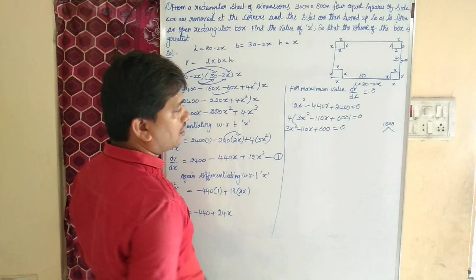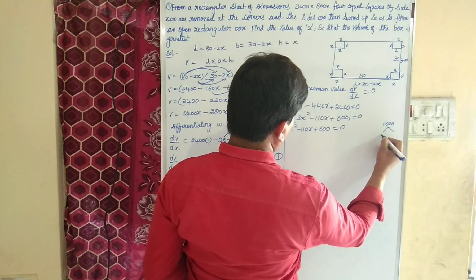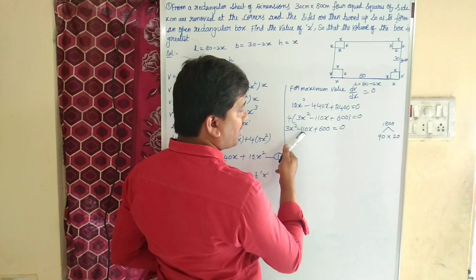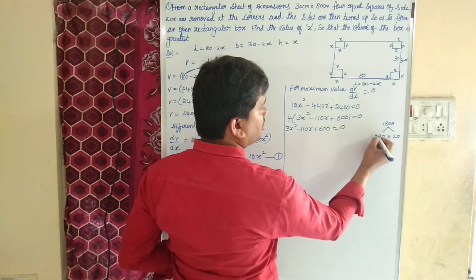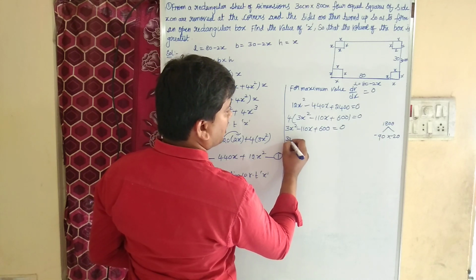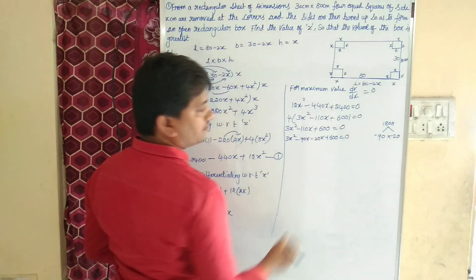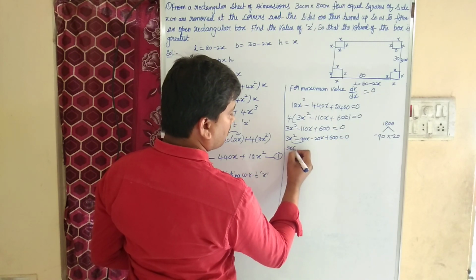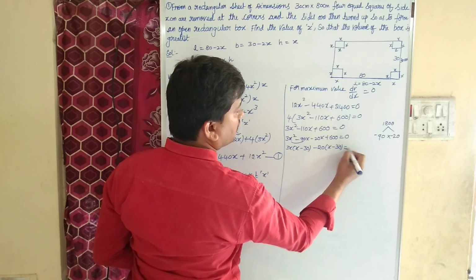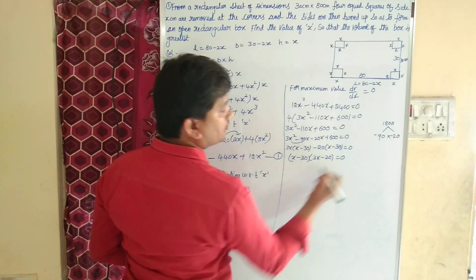Actually we need to get minus 110 as the middle term. Of course 90 and 20, because if we add 90 and 20 we get 110, and 90 into 20 is 1800. So the factors are 90 and 20. So 3x square minus 90x minus 20x plus 600 equal to 0. From these two terms, if I take 3x common, x minus 30. If I take minus 20 common, x minus 30. Again taking x minus 30 as common, 3x minus 20 equal to 0.